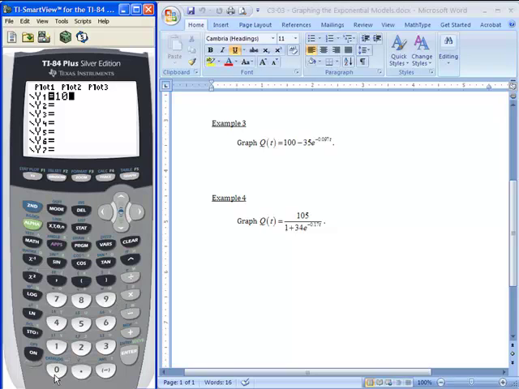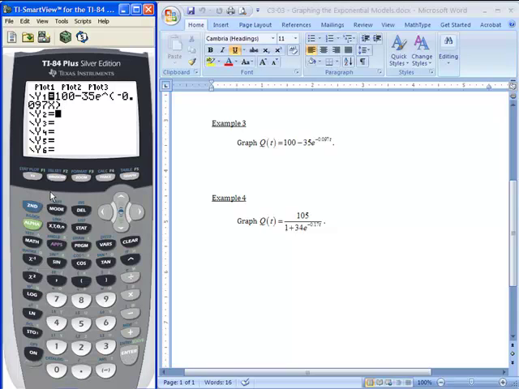100 minus 35 and then we're going to do e to the, missed it there, negative 0.097x. And then we'll close the parenthesis and press enter to store that in the calculator.